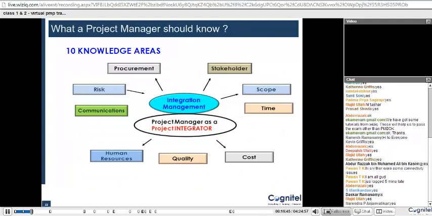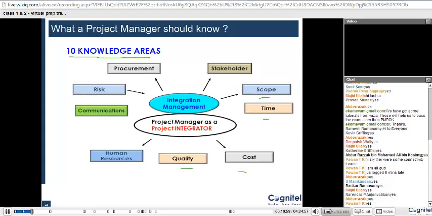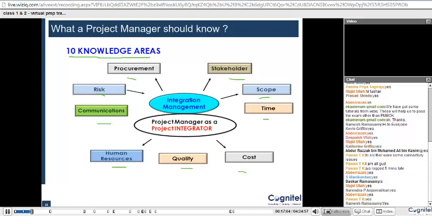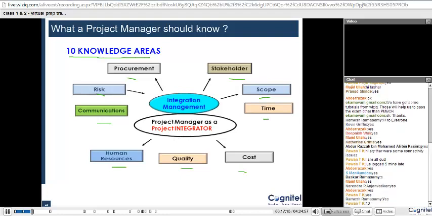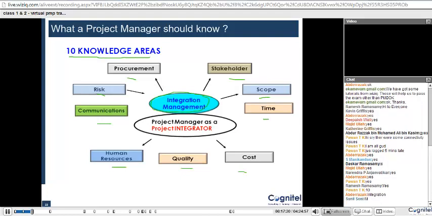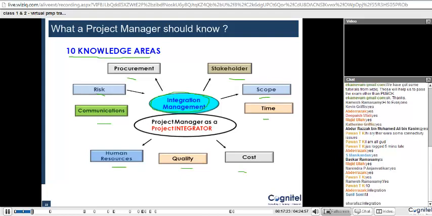So what should a project manager know? The 10 knowledge areas, as simple as that. Remember the 10 knowledge areas? You had scope, time, cost, quality, HR, communication, risk, procurement, stakeholder. But how many are they? 1, 2, 3, 4, 5, 6, 7, 8, 9. Where is the 10th knowledge area? This is the 10th knowledge area. Integration.